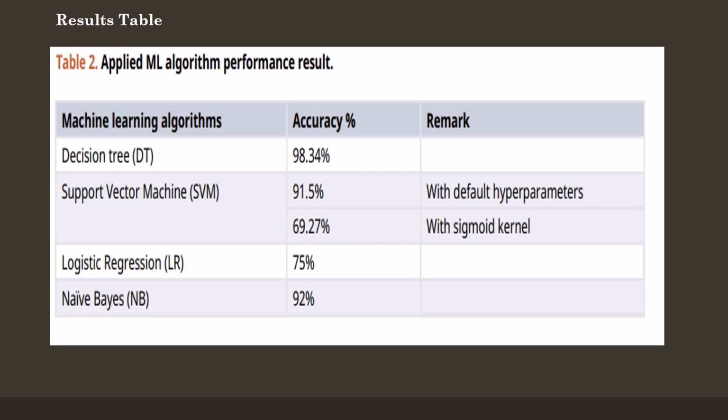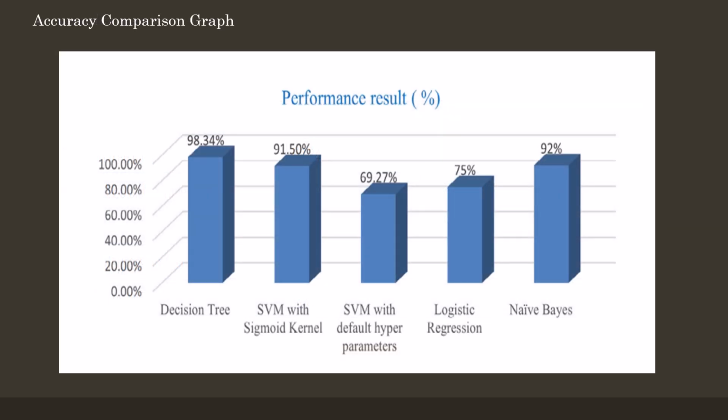This is the performance result using machine learning algorithms. The top accuracy is 98.34, that is the decision tree, and LR has 75%, and SVM, which is split into 2 results with default hyperparameters and with sigmoid kernel, and the naive Bayes has a 92% accuracy. So this was the graph of the previous table, which shows the performance result.